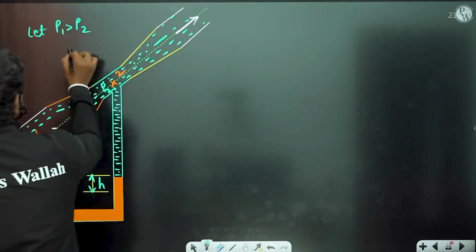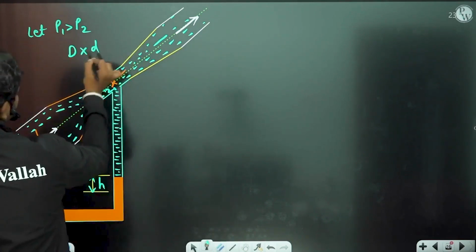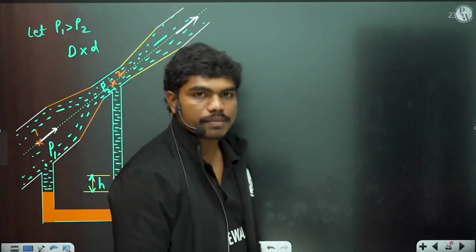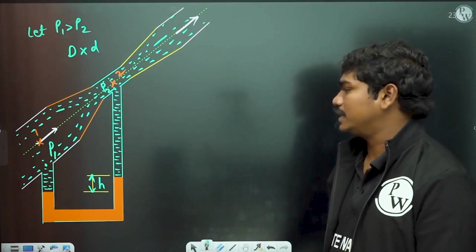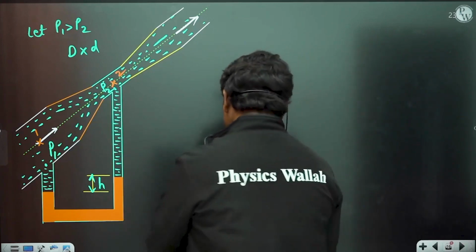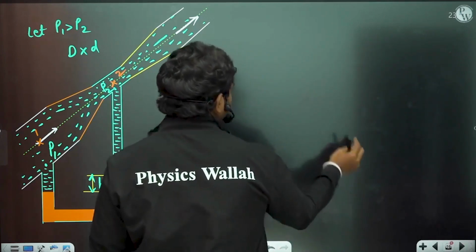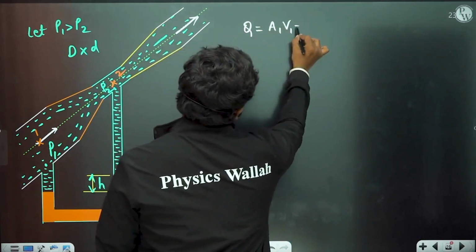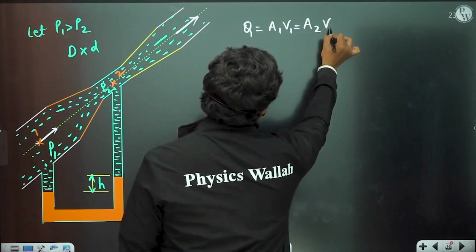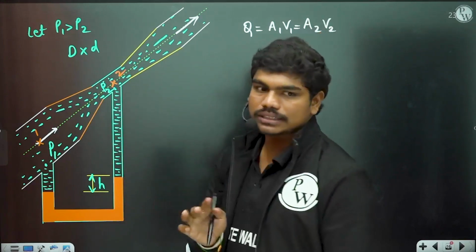You know the size of the Venturi meter, it's D by d, means basically pipe diameter is D and throat diameter is small d. Now how will you calculate this flow rate actually? First of all, flow rate can be written as A1 V1, which can also be written as A2 V2, means if you can find either V1 or V2, that's it, your story is done.